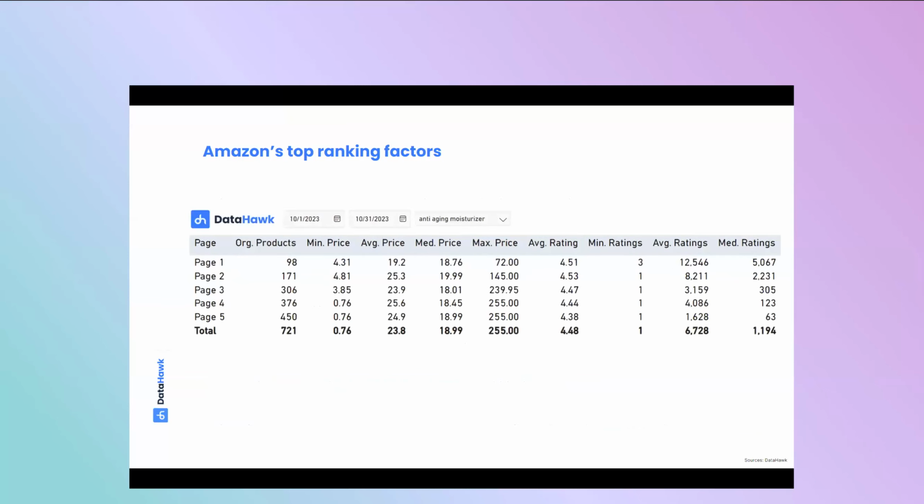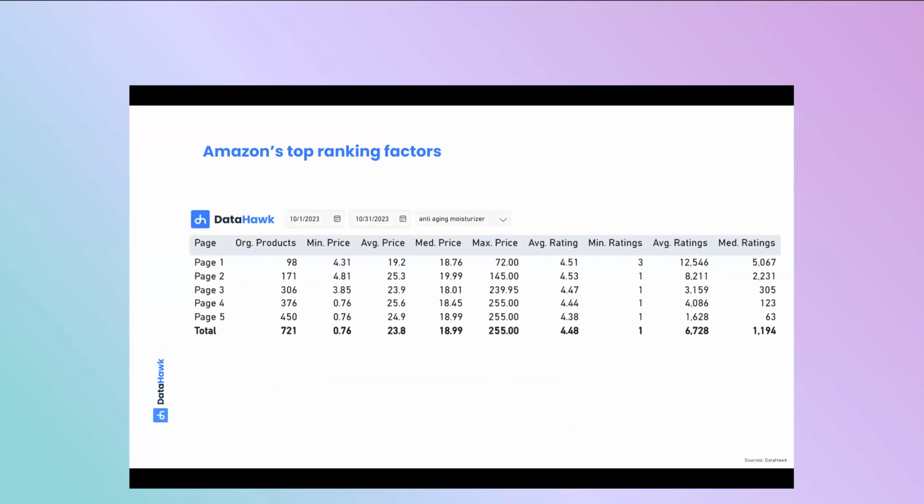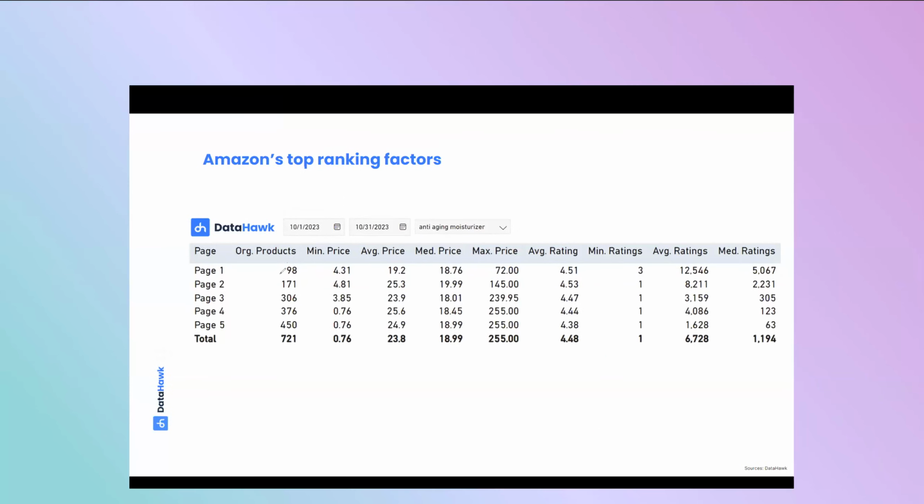Yes, of course. And maybe just to highlight these two topics we just discussed, price and also quality, ratings, reviews, stars distribution, and such. I took here the example of the same keyword we've seen earlier, anti-aging moisturizer, and split the results with DataHawk by page. It becomes quite interesting to see the dynamics on this keyword.